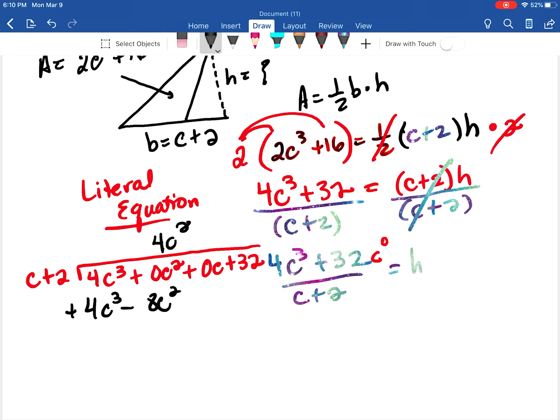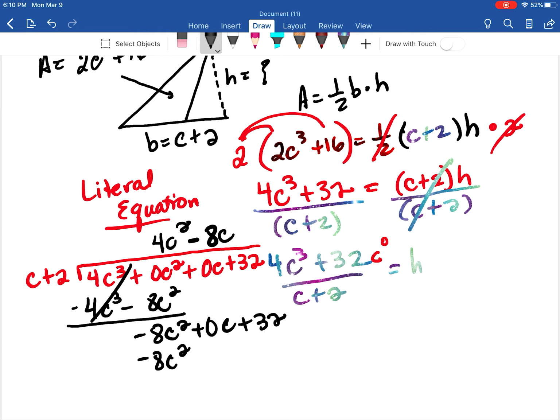Now that's positive. Again, both of these are positive. Again, my sign switches because we're going to subtract. So this becomes minus, minus. That cancels out. This gives me negative 8c squared. Bring down my plus 0c. Bring down my plus 32. Now, I'm going to look at negative 8c squared. That's going to be negative 8c times c gives me negative 8c squared. Negative 8 times 2 gives me negative 16c.